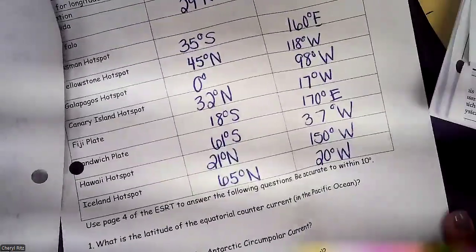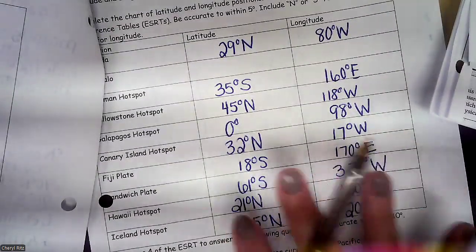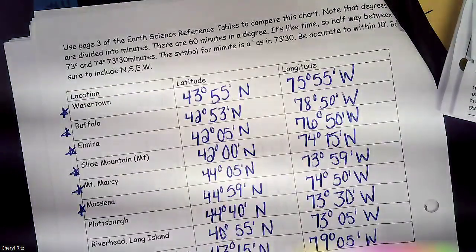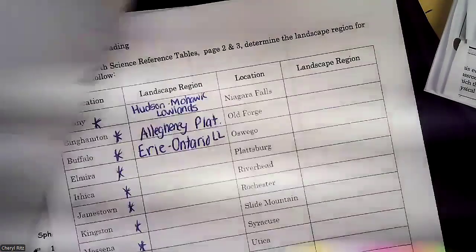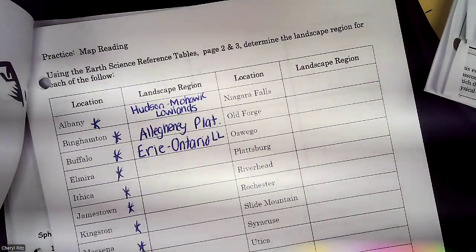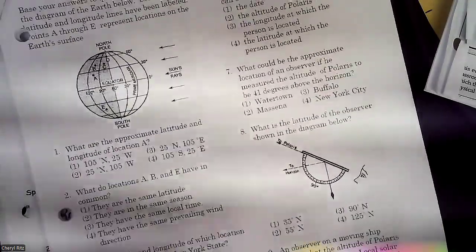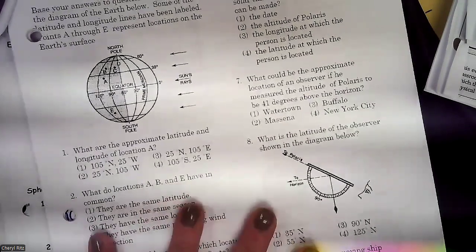And then finally, yes, you will need to be able to use your reference table on pages 4 and 5 to tell me the latitude and longitude of places around the world. And you do need to know the whole minutes stuff that we did for New York State. And to wrap it up, yes, you do need to know the time zone stuff and the landscape regions that we did yesterday. Everything except for page 1 of your reference table and the landscape regions was on this homework.